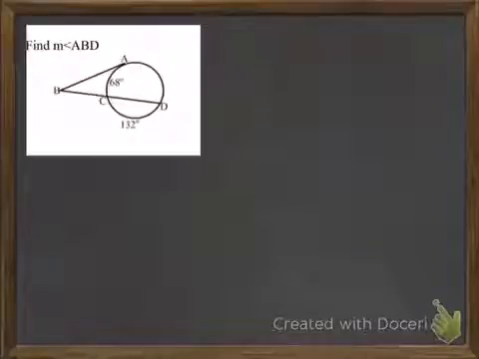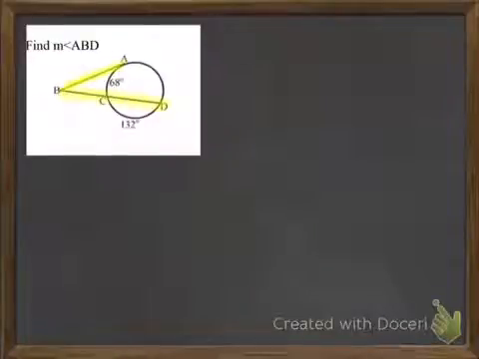Our next circle is an angle formed by a secant or a tangent. And how to identify this is that the vertex is outside of the circle. So it says to find angle ABD.